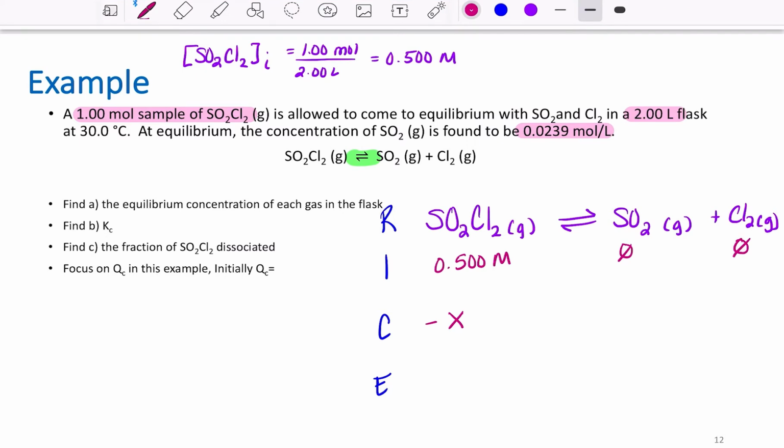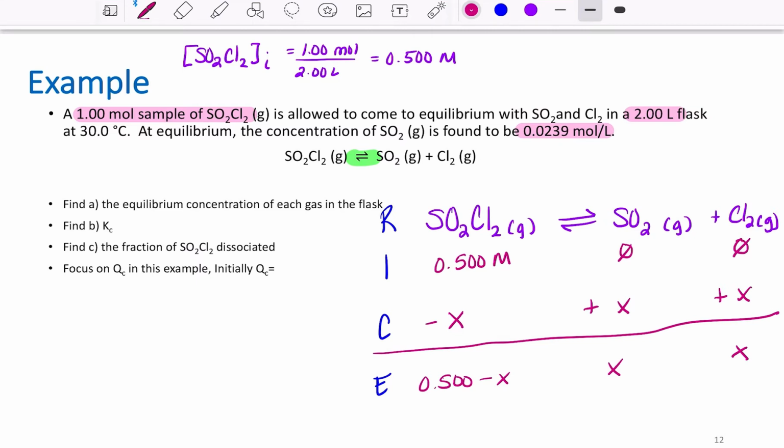Specifically in molarity though, because rice tables or ice tables are set for molarity. We know we will produce X SO2 and X Cl2. Why X? Because again, it's a 1-to-1 relationship. If there was a 2 out here, we would put a 2 here. And then at equilibrium, we have what's left over. We know we have 0.500 minus X, X, and X.